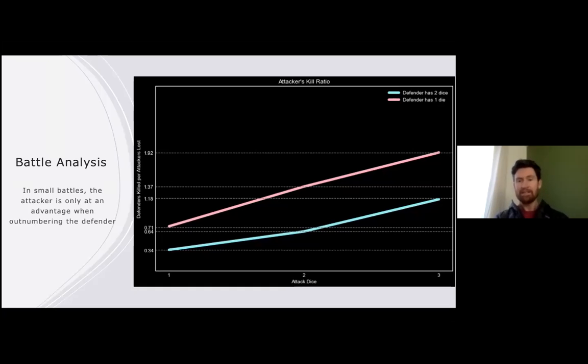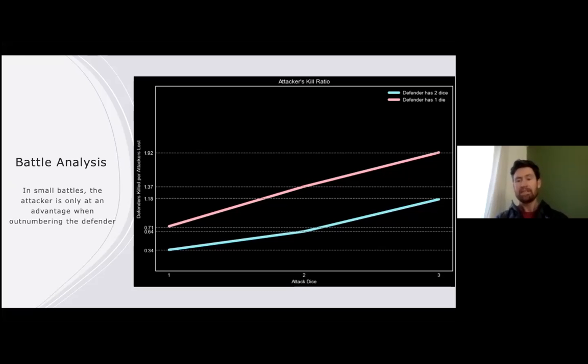The first thing we had to do to figure out what was going on in the game is actually analyze the battles. When two players have countries next to each other, one player on their turn can move their troops into the other player's country, and they fight by rolling the dice. They get one die per troop, up to a maximum of 3 dice for the attacker and 2 dice for the defender. The tie goes to the defender.